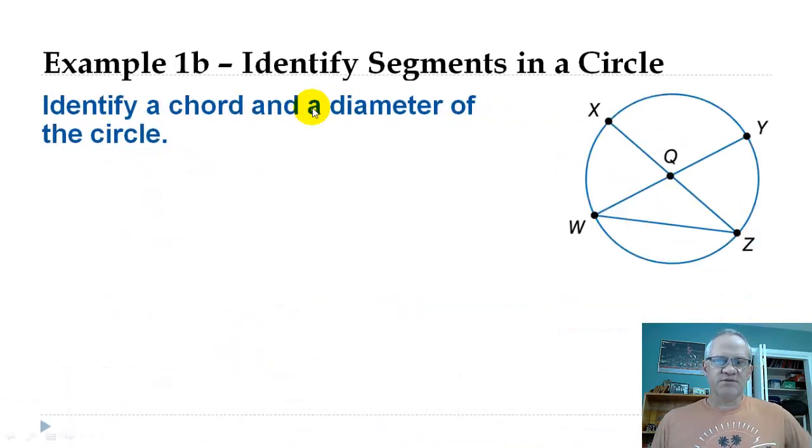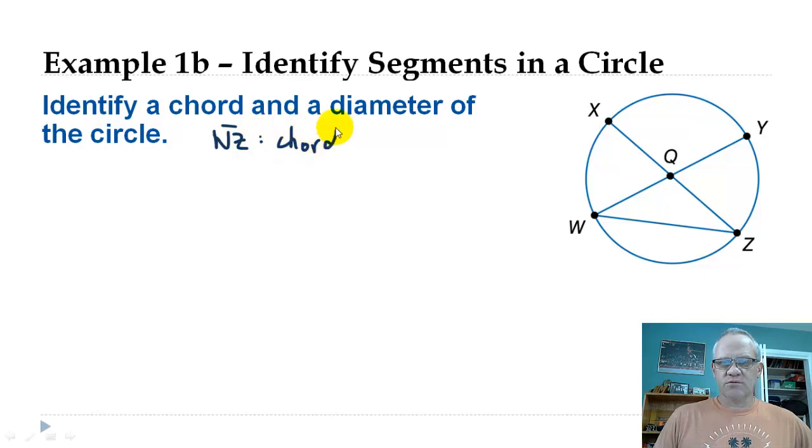All right, what's next? Let's identify a chord and a diameter. In this example, there are actually three chords. The one that we typically think of as a chord would be from W to Z. That's what we normally think of. So WZ would be a chord. And that doesn't really look like a W there, does it? There we go. But other chords could also be WY and XZ.